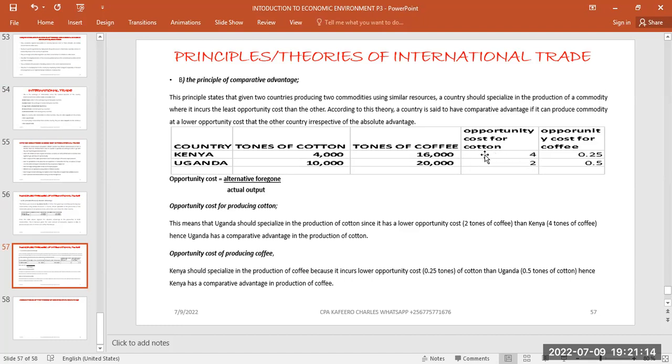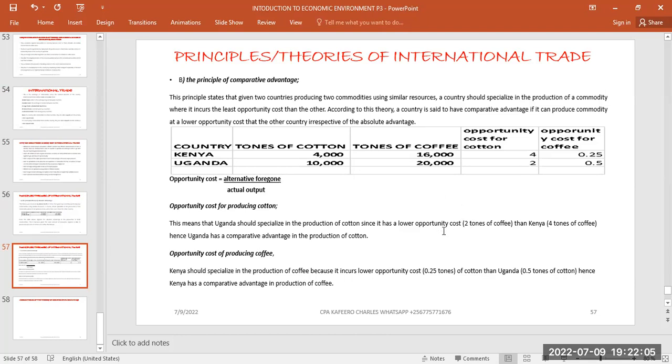And we try to get this. The alternative foregone is the 16,000 divided by the actual production. We foregone the 16,000 tons of coffee and we produced 4,000 tons of cotton. It will be this divided by this. So when you get 16,000 divided by 4,000, you will be getting 4. Then for Uganda, if it wants to produce cotton, it has to forego 20,000 tons of coffee. So it will be the alternative foregone, which is 20,000 divided by 10,000, which is 2.